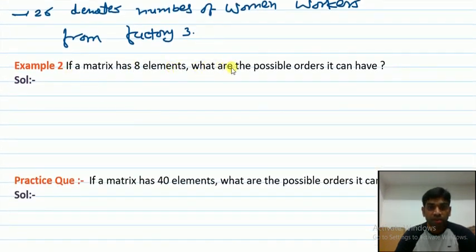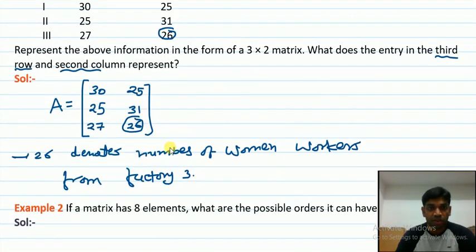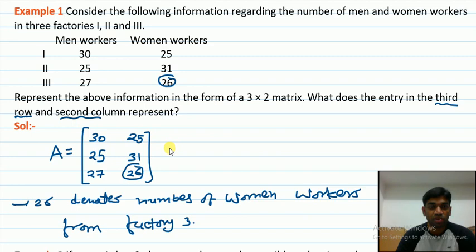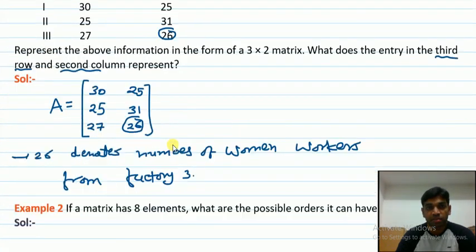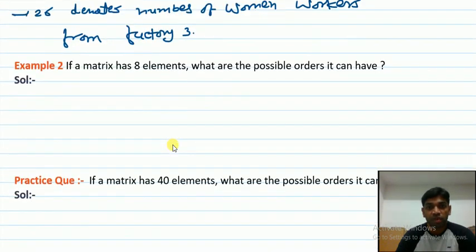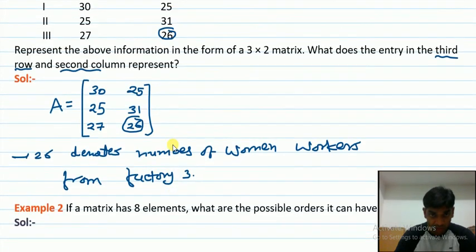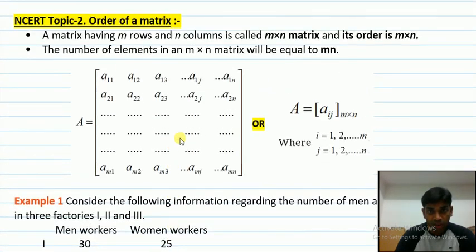If a matrix has 8 elements, what are the possible orders it can have? See, suppose we have 8 elements. As we know, a matrix is always in rectangular form, so what are the possible orders it can have? The number of elements in an m cross n matrix will always be equal to mn. Maybe we have covered it or maybe not, I just want to revise it again. The number of elements in any matrix always becomes mn.